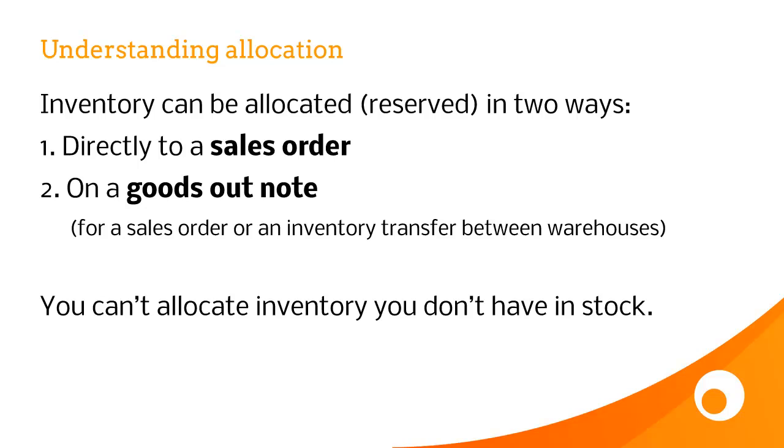So if you create a shipment for a sale, any goods on that shipment are automatically allocated to that sale, which means you can't sell them to anybody else. And there's a separate video that explains all about allocation. It's important to note that you can't allocate inventory you don't have in stock.